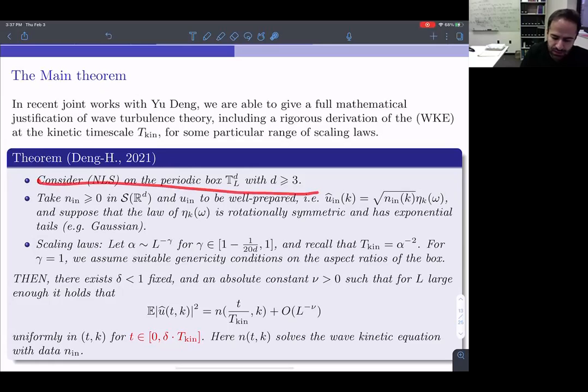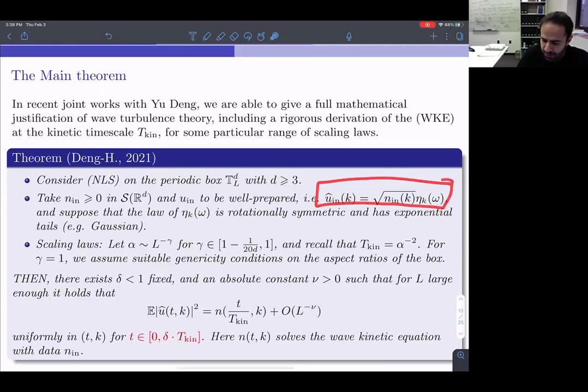So we consider NLS on a periodic box in dimension d greater than or equal to 3. We take an initial n initial greater than or equal to 0, and this is the initial data for the wave kinetic equation. Here I say that n initial is a Schwartz function. This is overkill. You just need it to be sufficiently decaying and sufficiently smooth. Finite orders of decay and finite orders of smoothness are sufficient, but we don't quantify it here. And we take the initial data for NLS to be well prepared as we described before.